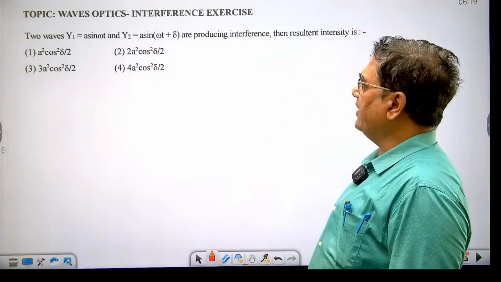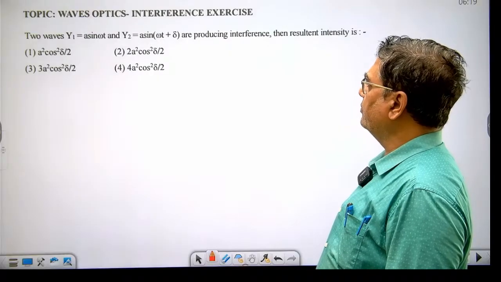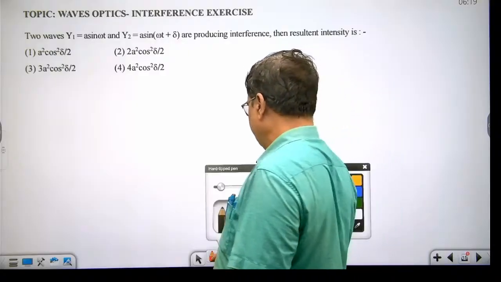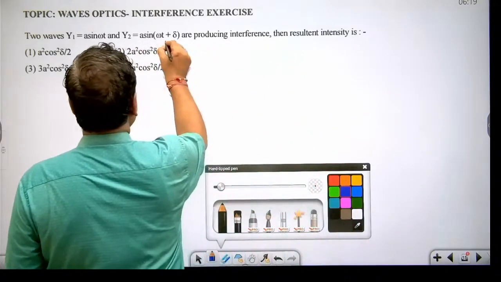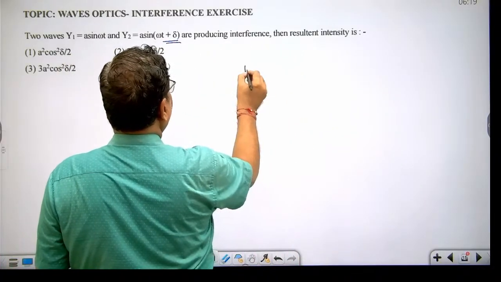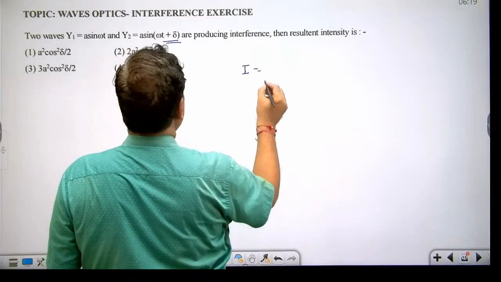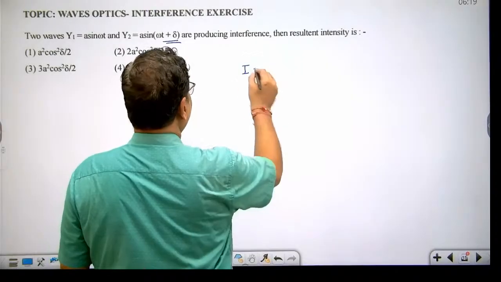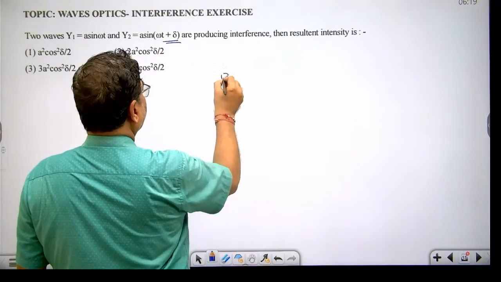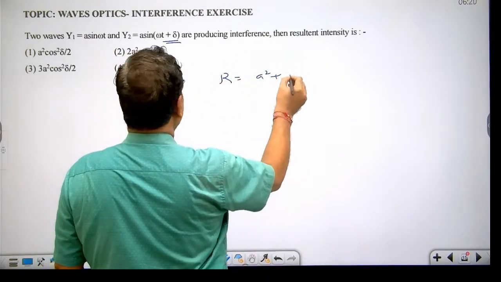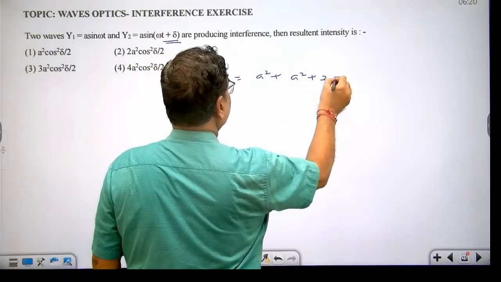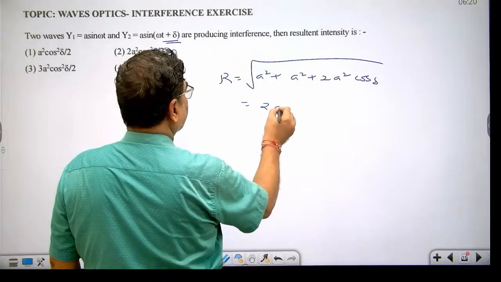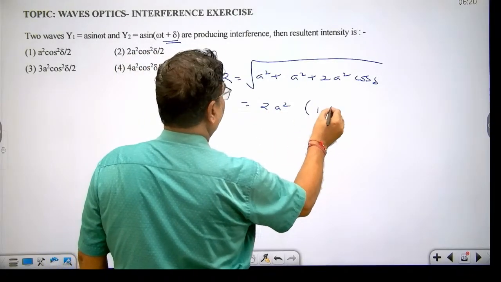Two waves y1 equal to a sin omega t and y2 equal to a sin(omega t plus delta) are producing interference, then the resultant intensity is. Dear student, the phase difference between them is delta. So for the resultant intensity, first write the resultant amplitude. The resultant amplitude will be under root of a square plus a square plus 2a square cos delta. This is 2a square (1 plus cos delta).